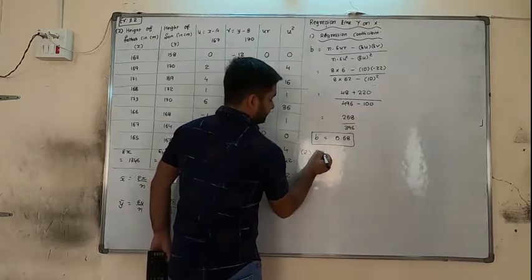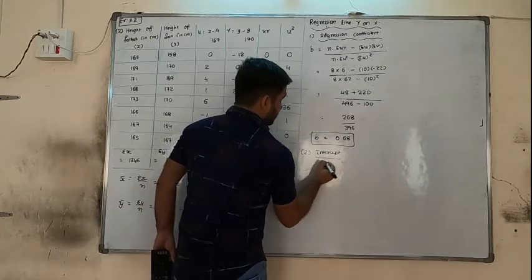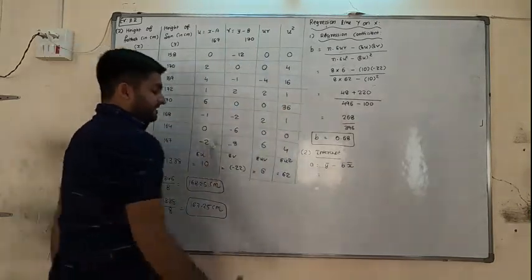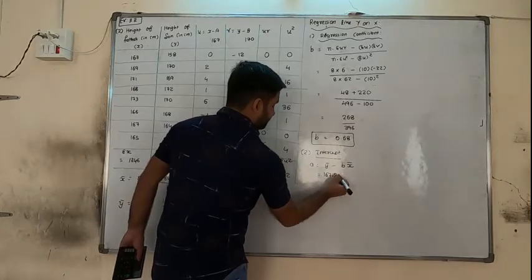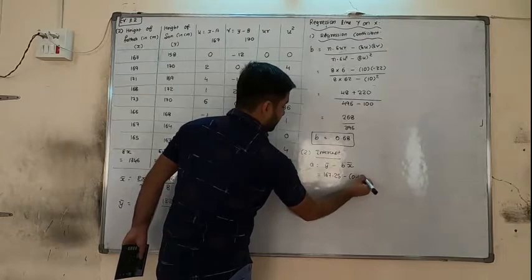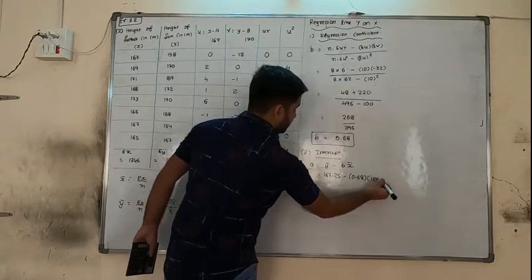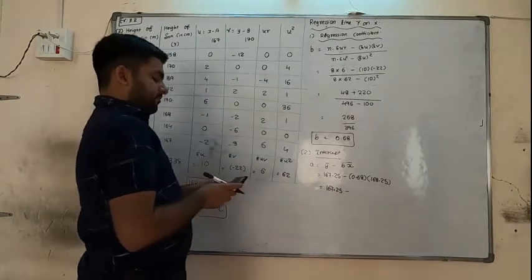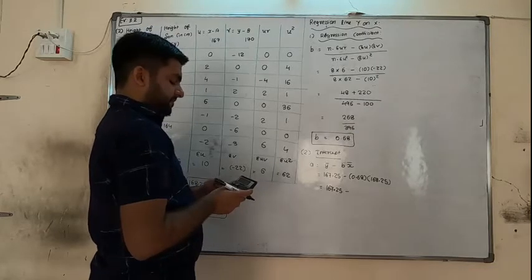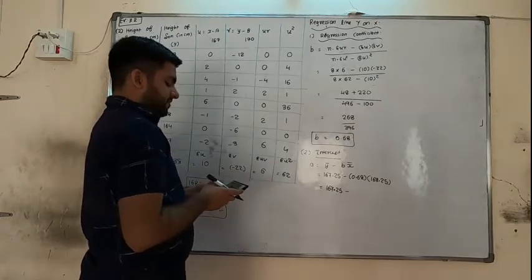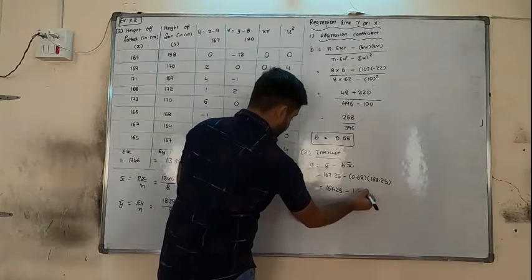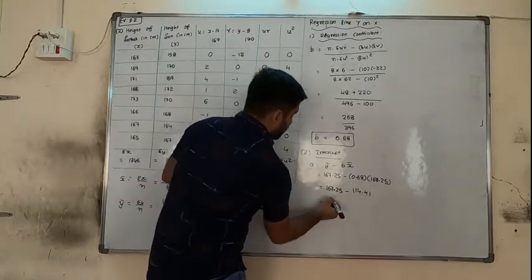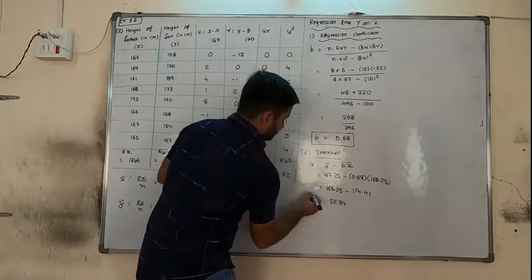Second step, the intercept. A is equal to y bar minus b x bar. Y bar is 167.25, minus b which is 0.68, times x bar which is 168.25. 0.68 multiplied by 168.25 is 114.41. So 167.25 minus 114.41 is 52.84.